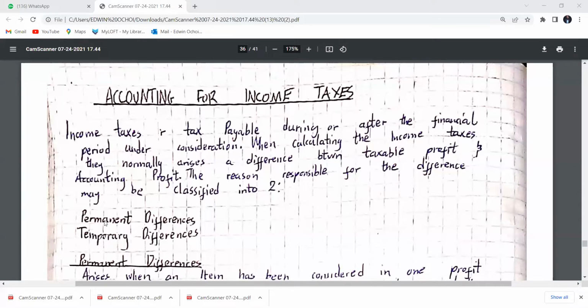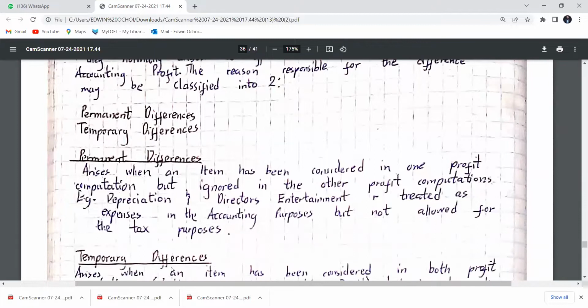So in an exam scenario, you can be told to differentiate between the permanent differences and the temporary differences. So when talking about permanent differences, a permanent difference is when an item has been considered in one profit computation, but ignored in the other profit computation.